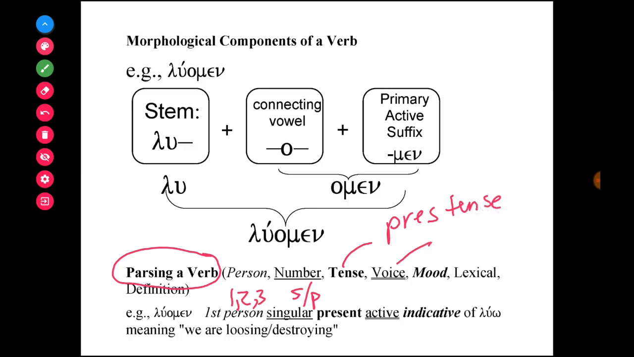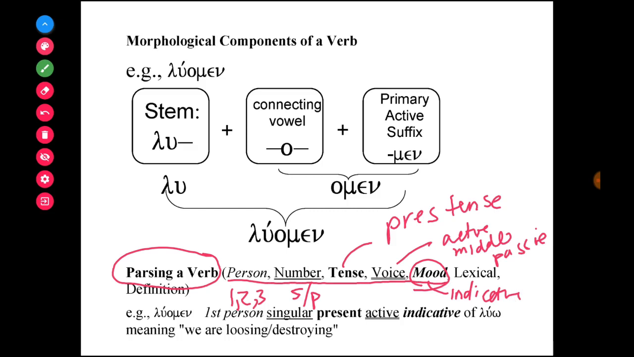Voice: there are 3 voices. It's either going to be active, middle, or passive. The mood, of which there are 5. We're going to focus mostly on the indicative for the time being. And then after you identify the different parsing elements: person, number, tense, voice, mood, as with nouns, you have to give the lexical form of the verb and then also the inflected definition.